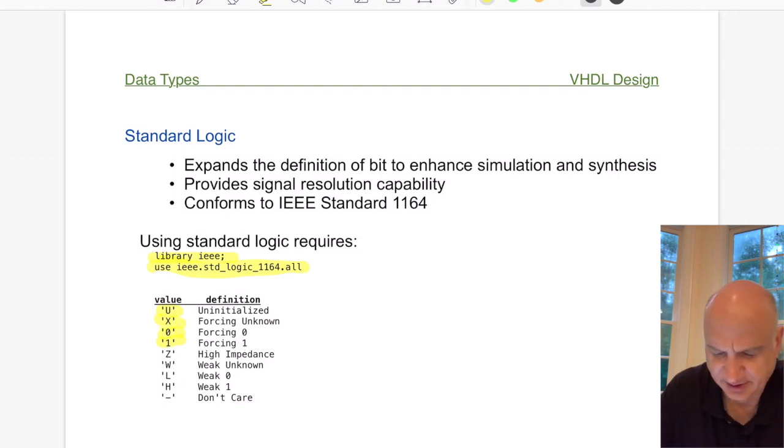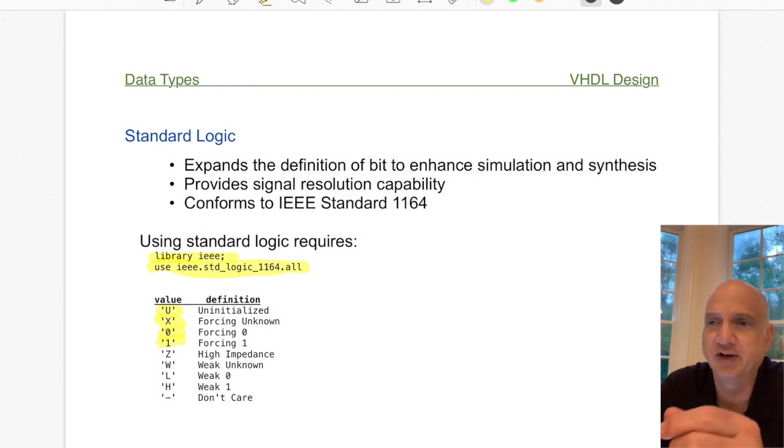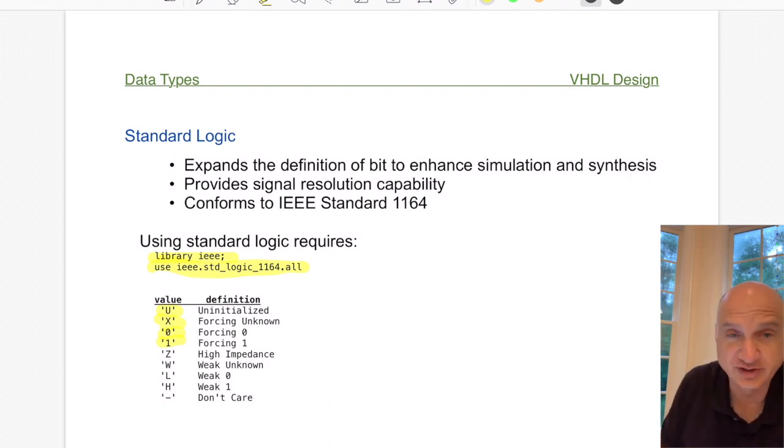X is used to represent that case I was just talking about. If you have one output connected to another output of a block, an internal block. Now remember, you can't connect outputs on entities. Those are modes, that's different. But if you have a block in your design or a signal in your design and you connect them together and they're both being driven by different signals, then you have to resolve that conflict. So what happens is it resolves that as a forcing unknown. In other words, it doesn't know what the answer is going to be. If you put a 0 on one side and a 1 on the other side, it's going to be, what the heck, I don't know what that's going to be. So X is forcing unknown.